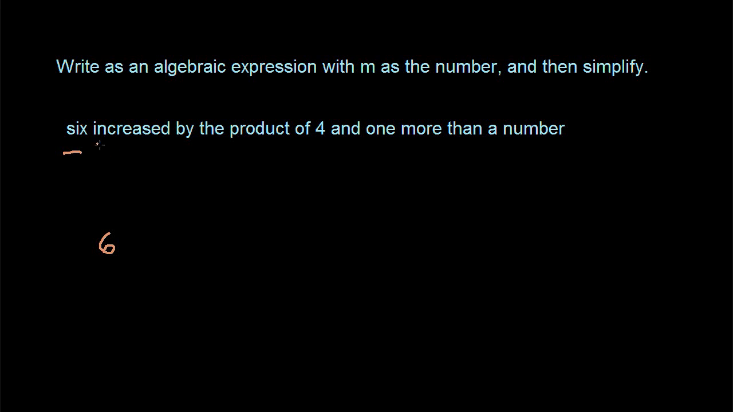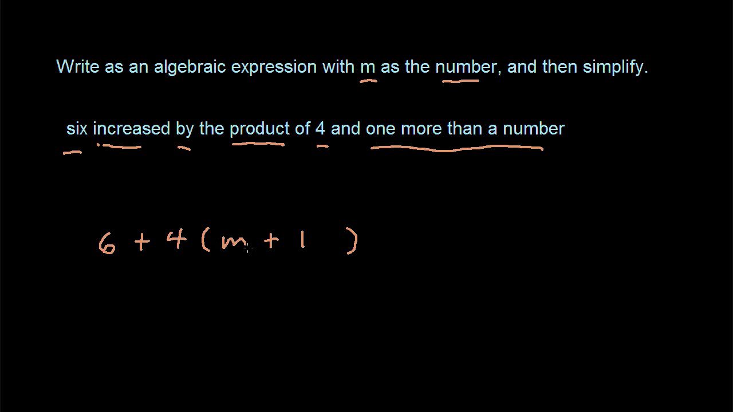So let's write 6. Increased by means add. Product, what does product mean? It means multiply two or more things. In this case, we're going to multiply 4 times a quantity. It's 1 more than a number. 1 more means add 1. And what is the number in this problem? The number is m. And so we've written the algebraic expression.